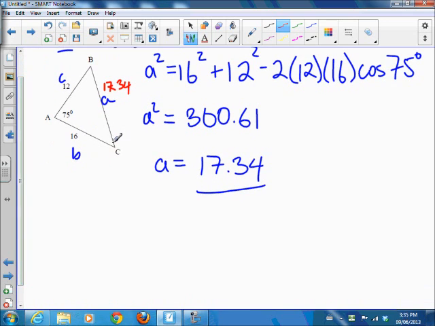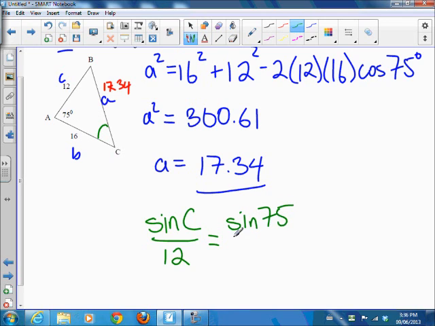Let's solve for angle C first. Since we have a ratio, we can use the sine law. So we can say sine C over c is equal to sine 75, so sine A over A.